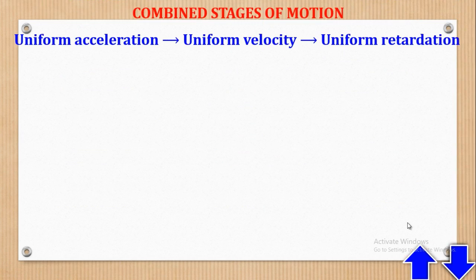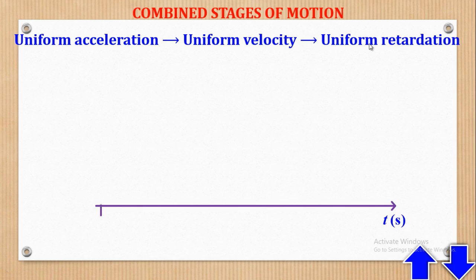as shown here. So now we are going to combine the stages, and we're going to combine for a motion consisting of first uniform acceleration, then followed by uniform velocity, and lastly uniform retardation. The graph will be as shown. So those will be the axes. The horizontal is time in milliseconds, and the vertical axis is velocity in meters per second.